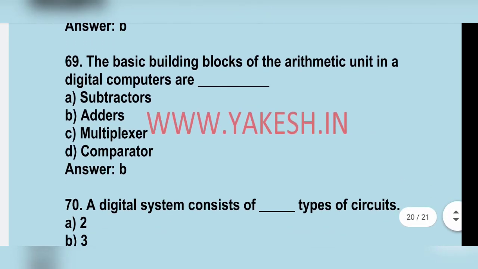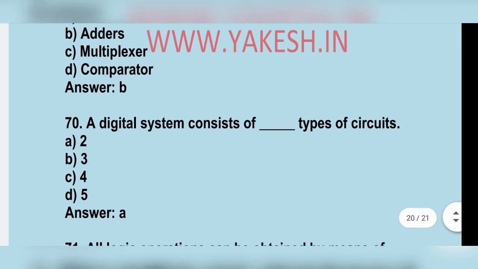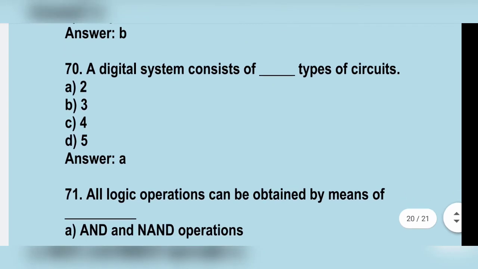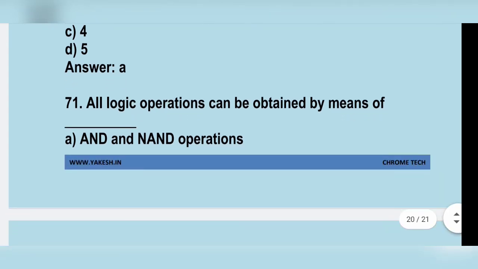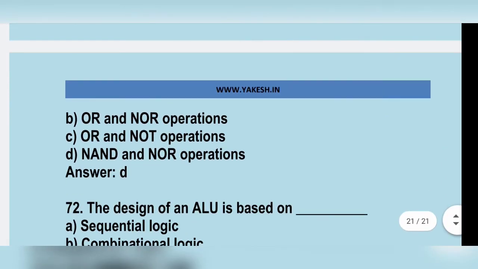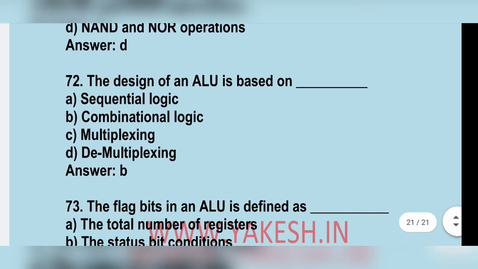The basic building block of the arithmetic unit in a digital computer is option B, adders. Next question. A digital system consists of dash. Option A, two types of circuits. All logic operations can be obtained by means of option D, the correct answer: NAND and NOR operations. Next question.